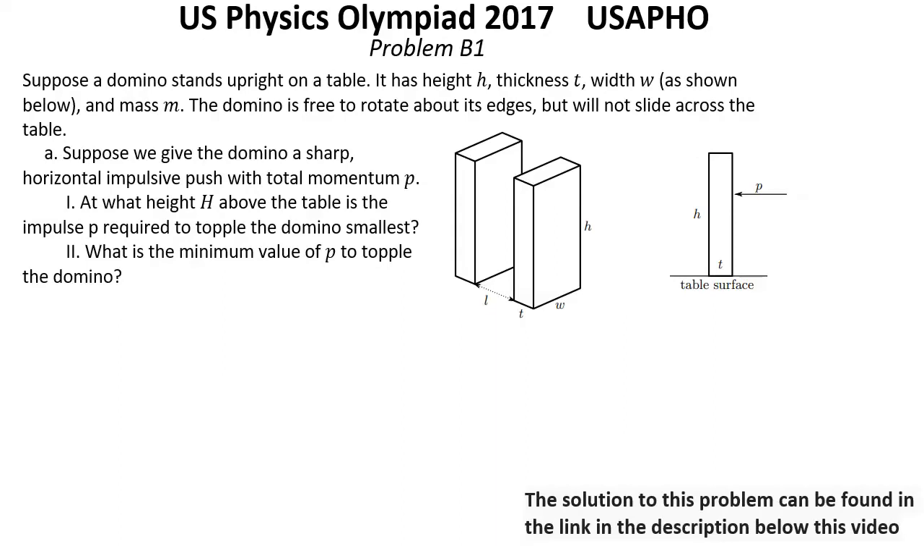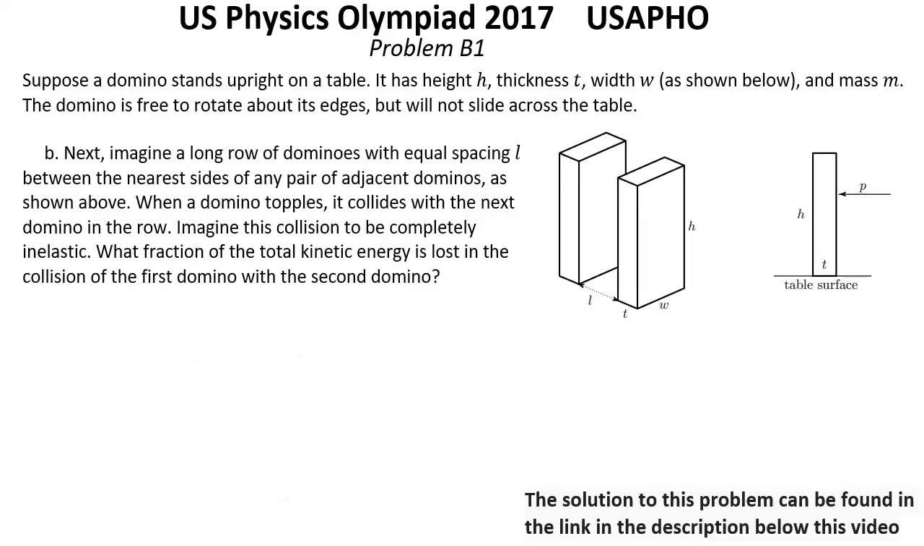Problem B1. Suppose a domino stands upright on a table. It has height h, thickness t, width w, as shown below, and mass m. The domino is free to rotate about its edges, but will not slide across the table. Question A. Suppose we give the domino a sharp horizontal impulsive push with a total momentum p. Question 1. At what height h above the table is the impulse p required to topple the domino smallest? Question 2. What is the minimum value of p to topple the domino?